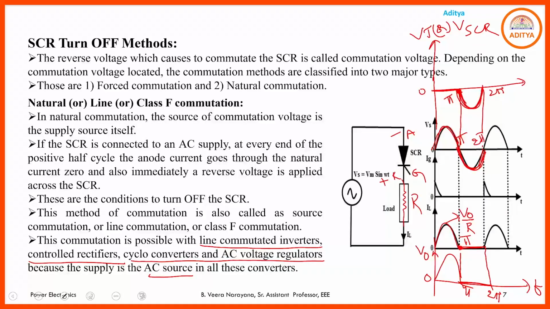During that negative half cycle, the SCR automatically goes to the reverse biasing state, which causes the off state of the SCR. The SCR is turned off depending upon the source voltage. This type of commutation is called class F commutation, or natural commutation, or source commutation, or line commutation.